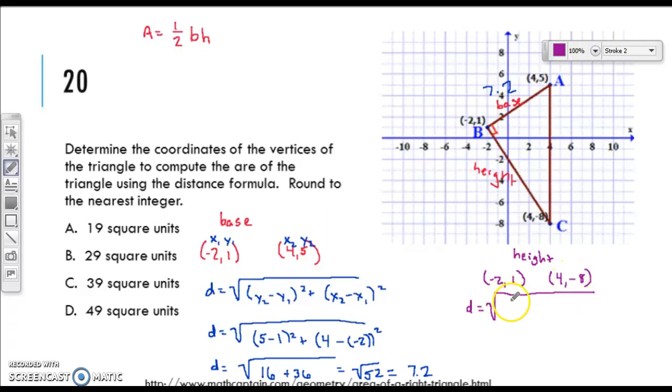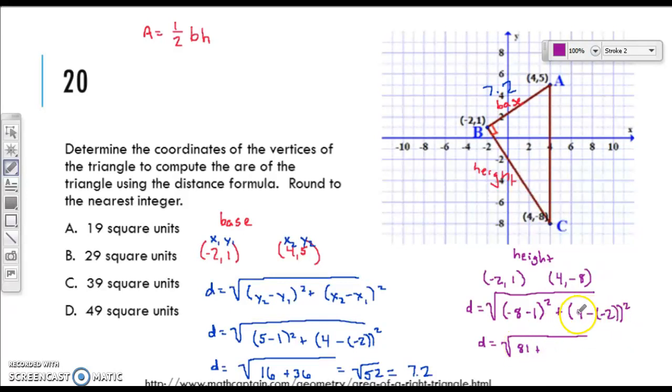But I've got y2, which is -8, minus y1, which is 1. And be real careful with these because it's easy to get them mixed up. In fact, when I did this problem to practice it before I logged on here, I messed it up the first time and had to go back and fix it. And then x2 is 4 minus x1, which is -2. So that's going to give me -8 minus 1 is -9. 9 squared is 81.